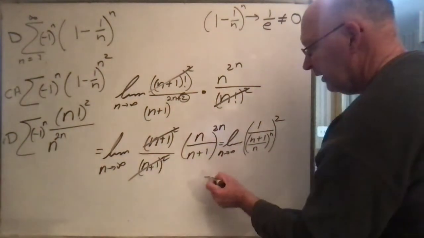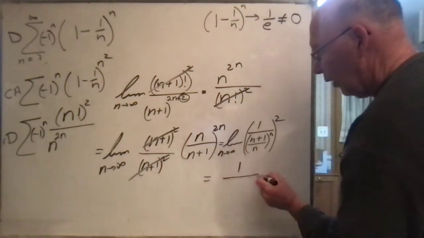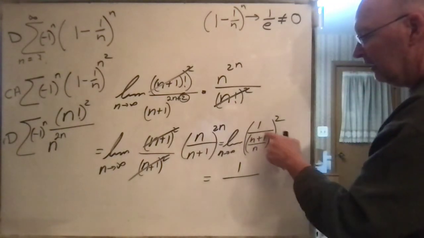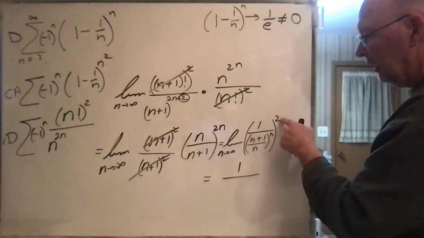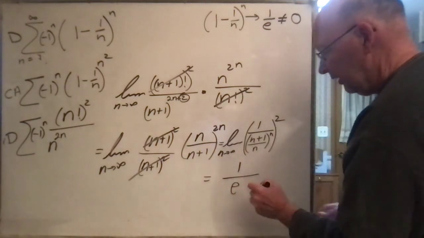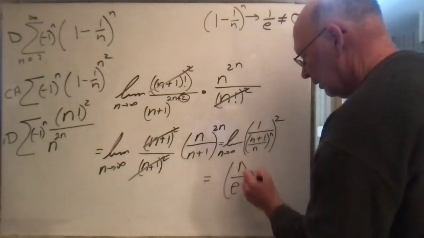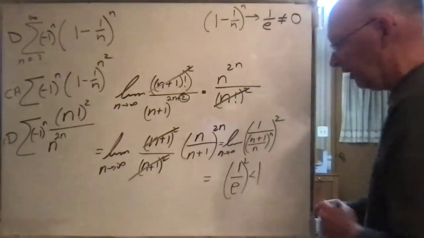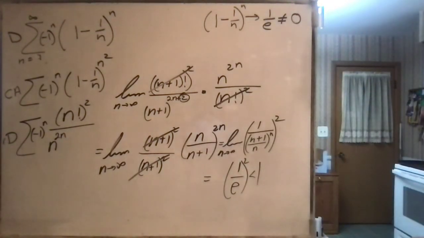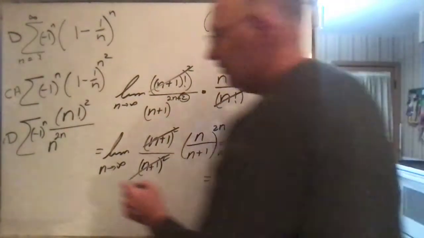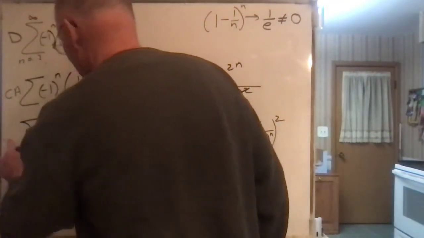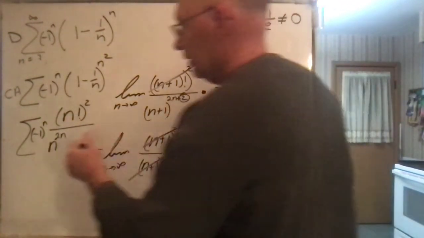Why do I want to write it like that? Because now it's going to be 1 over. This thing right here is all going to e. And so it's going to be 1 over e quantity squared, which in particular is less than 1. And since that's less than 1, I know that this thing right here is going to converge absolutely.